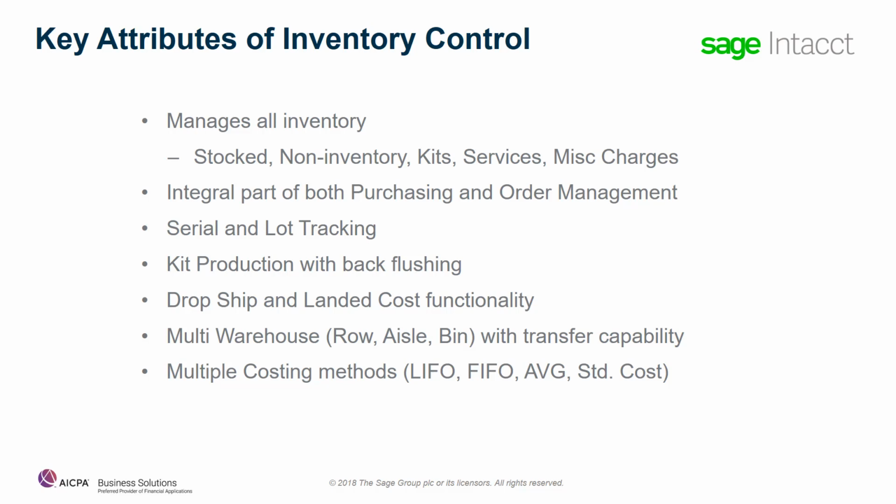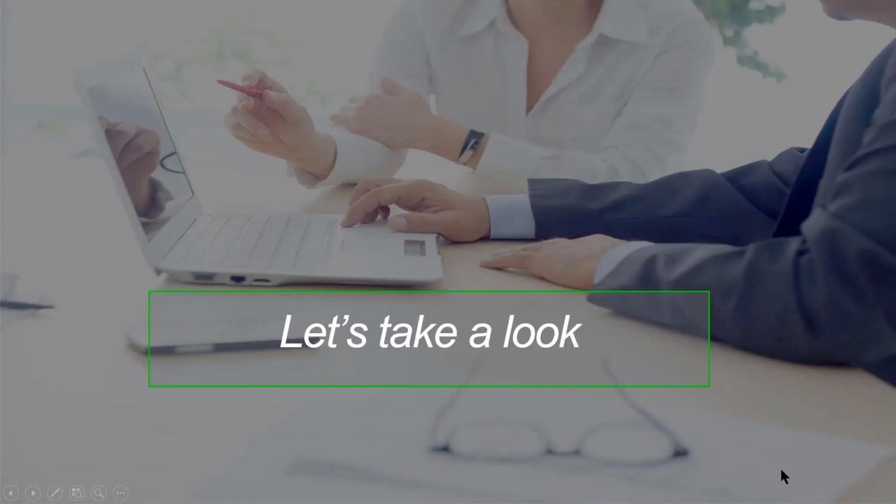Full warehouse capability and multi-warehouse capability, allowing you to manage aisle, row, and bin, is included in the inventory application as well. Along with the ability to control and manage multiple warehouses, you also will have the ability to transfer products between those warehouses. And the last feature across the board that I want to talk about before we take a look at the product is you have all the supported cost methods and you're setting that up at the item level. Let's take a look at the application.